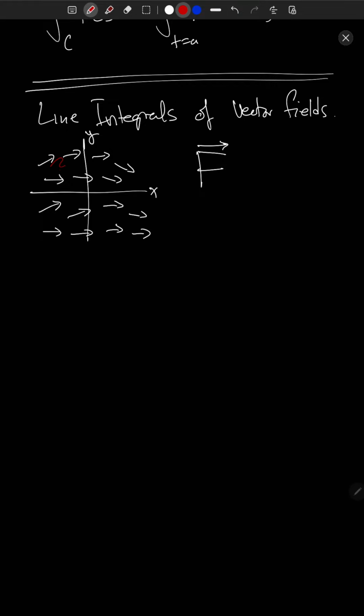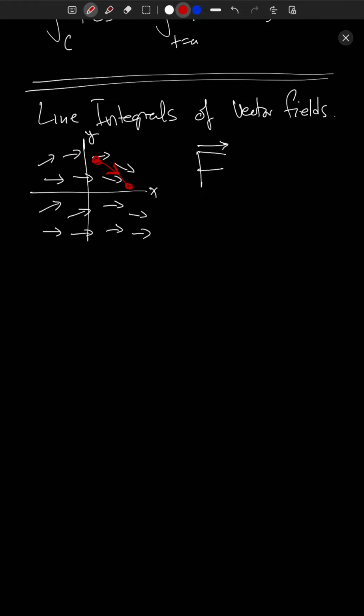Let me do it like this. From here, let me keep it consistent with my other pictures. So let's do a curve from here to here. Now in this particular situation, we have a direction. The direction is actually really important here.